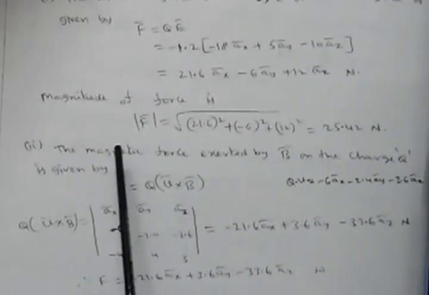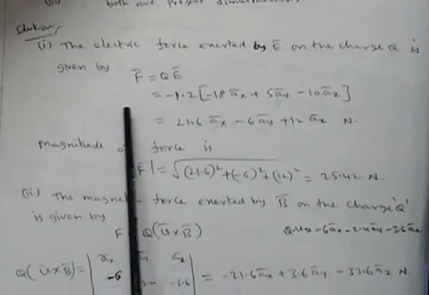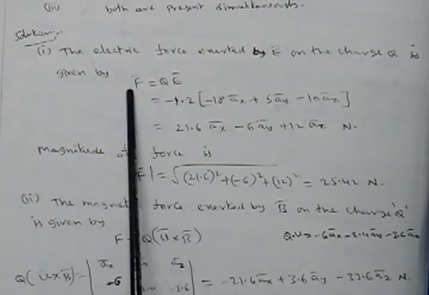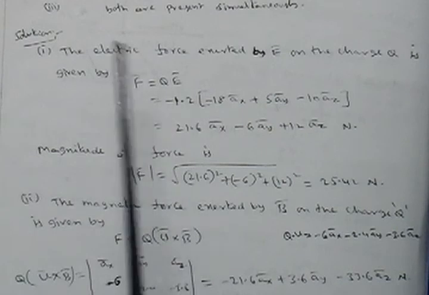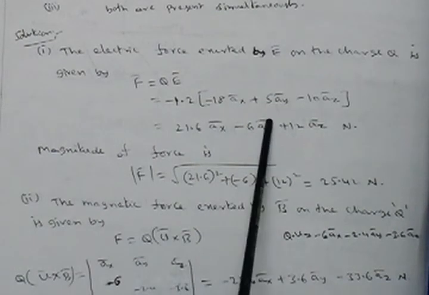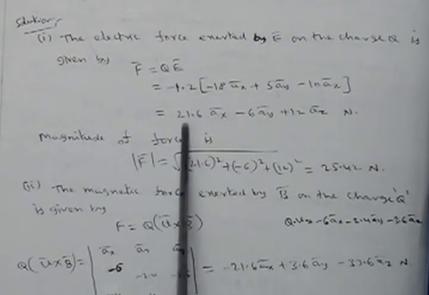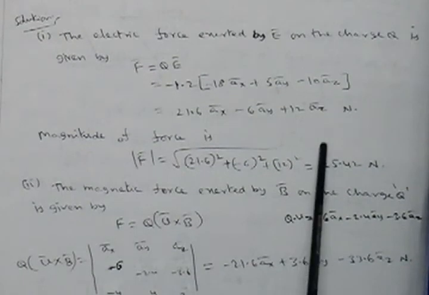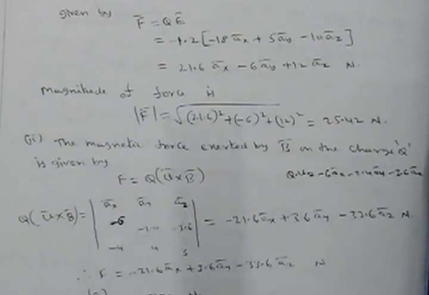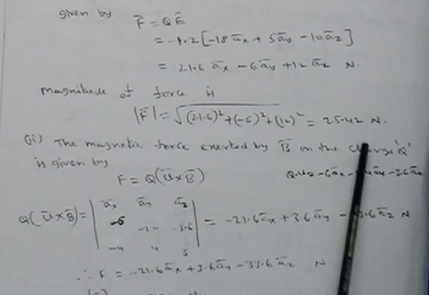Now let's see from the beginning. When only the electric field is present, what is the force equation? F is equal to Q into E. Substitute Q from the data, and E also, then you will get the force. Then the magnitude of the force means the square root of all three terms: the ax term, ay term and az term. This is the force due to the electric field.